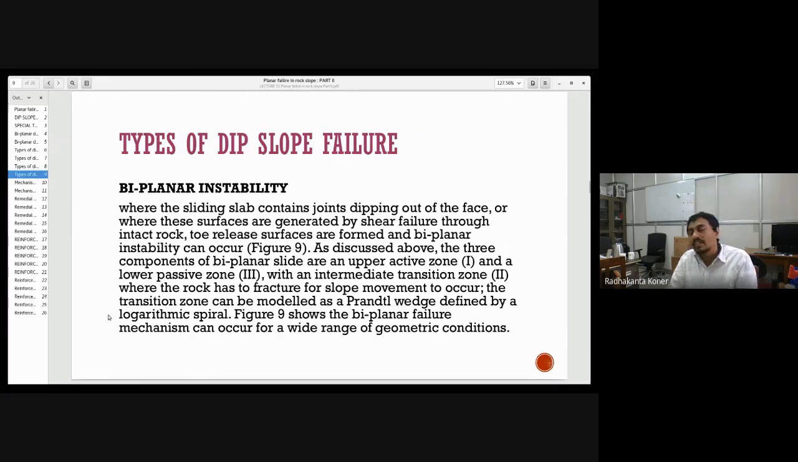In the biplanar instability for which I showed you the figure, the top portion is the most active zone, because it is free and exerts pressure on the bottom one. The bottom one is basically the passive, lower zone, taking the pressure from the top and transferring it. There will be an intermediate zone, and finally the rock will fracture due to that pressure. So that has been modeled.